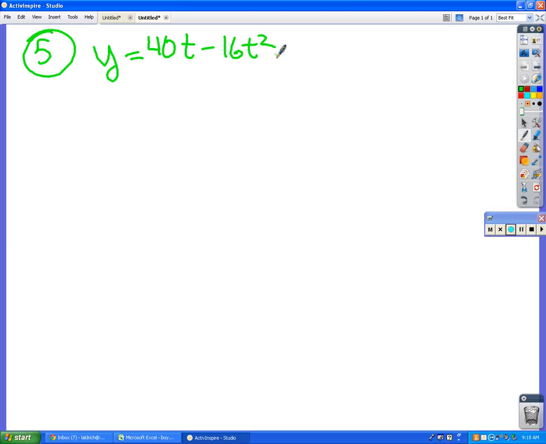Of course, he probably did everything in meters, right? So this would have been 4.9 t squared. Remember that? It's half of gravity. So this is half of gravity in feet per second, because it's 32 feet per second squared. And then this is the initial velocity, just in case you are curious.